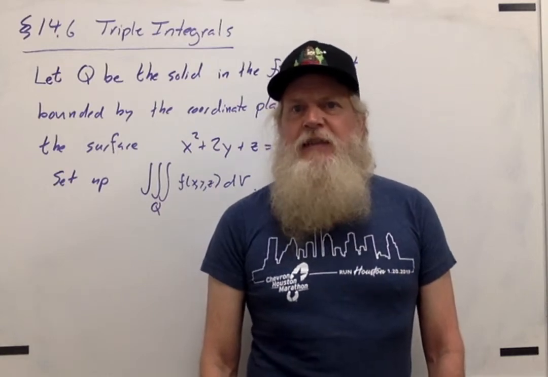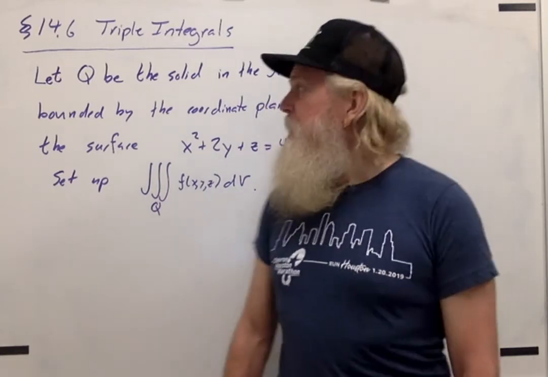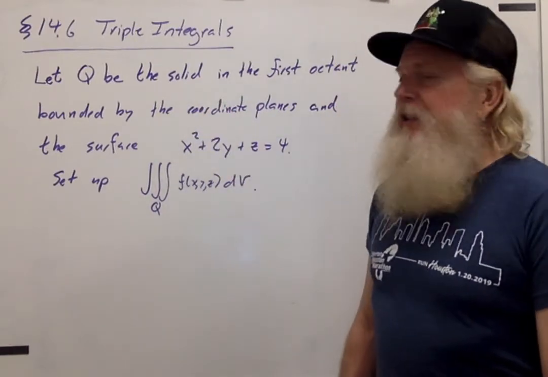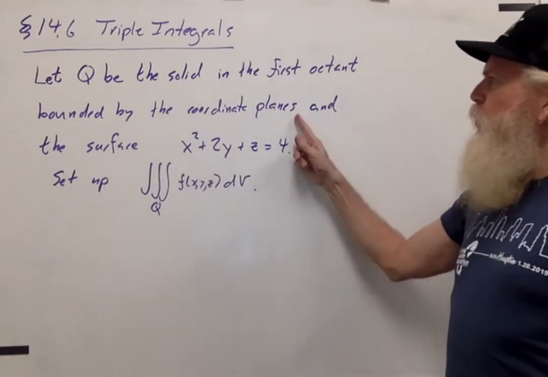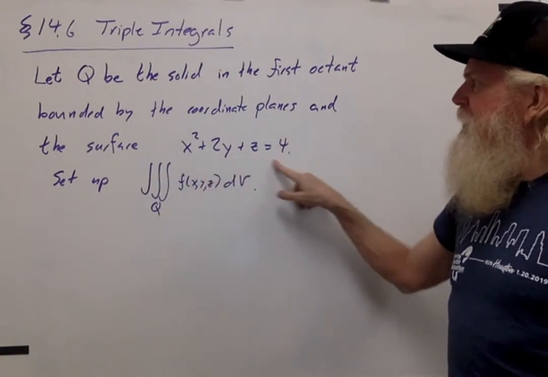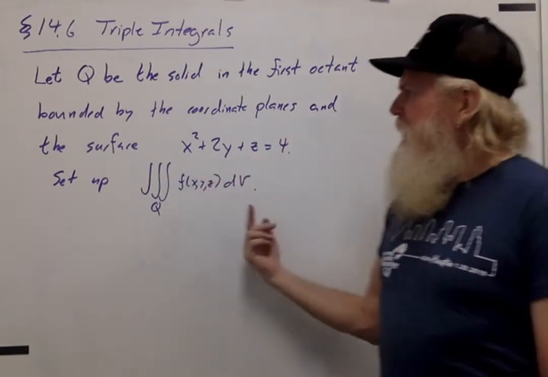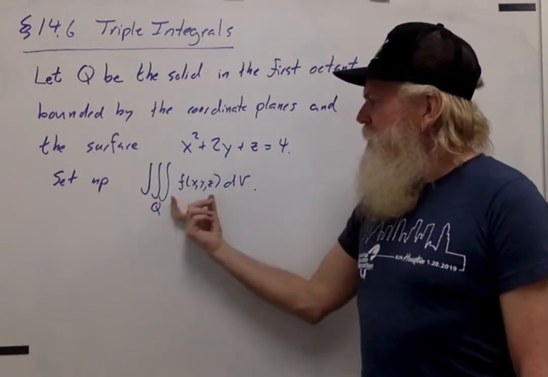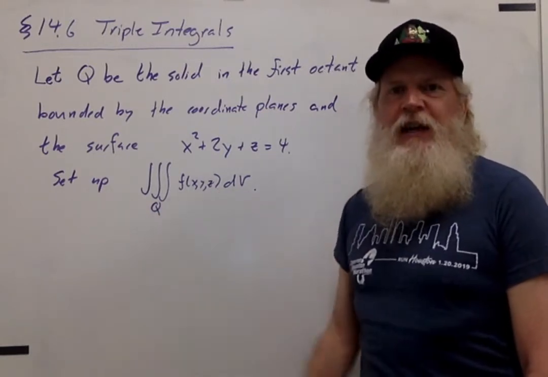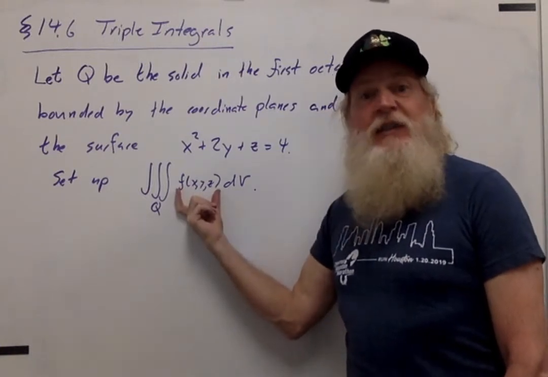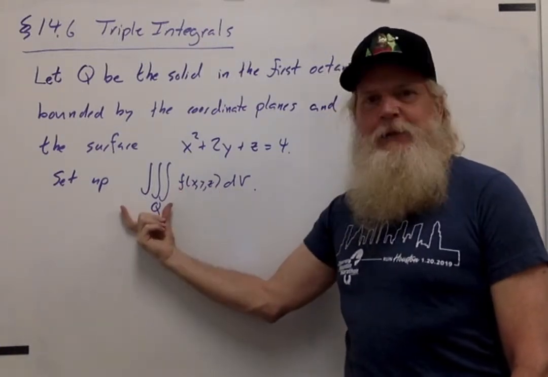Let's continue practicing setting up the bounds for triple integrals. Here, let Q be the solid in the first octant, bounded by the coordinate planes and by the surface x squared plus 2y plus z equals 4. And let's set up the triple integral over this solid of some function f of x, y, and z. I'm not telling you specifically what function because it doesn't matter when it comes to setting up the bounds.